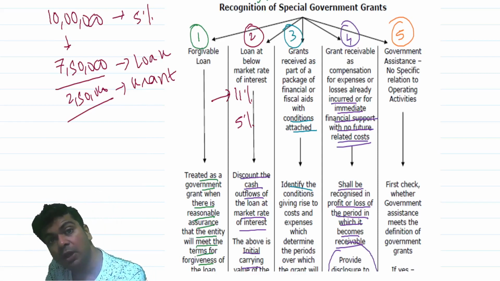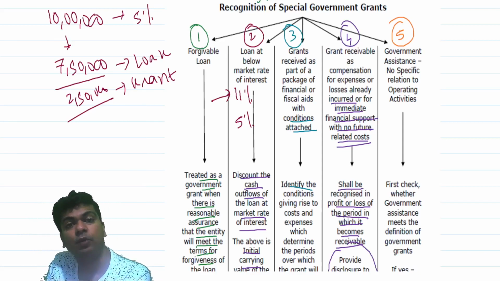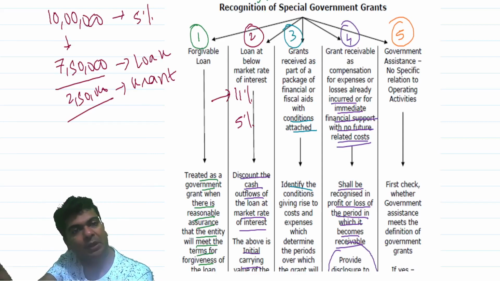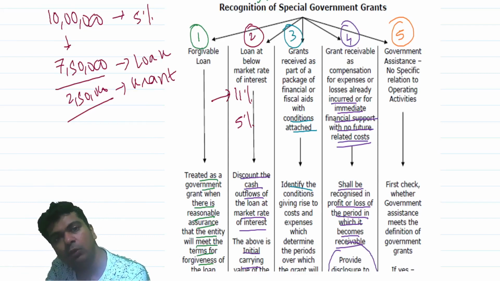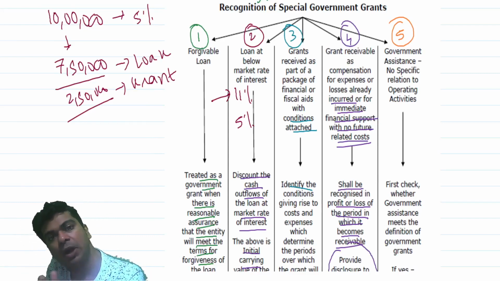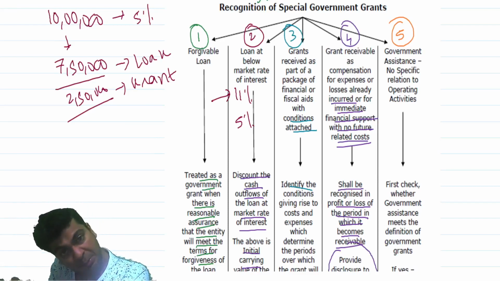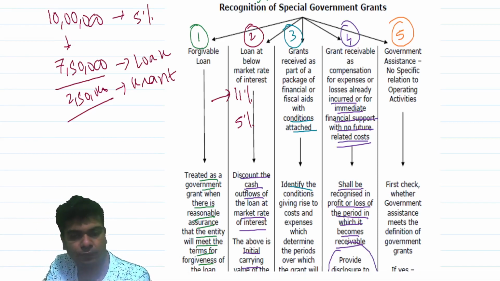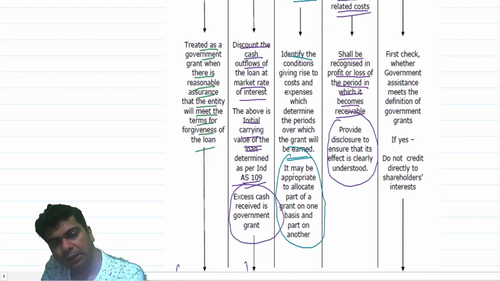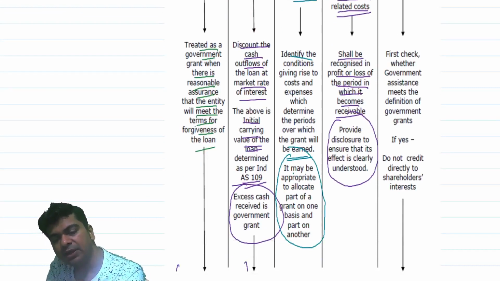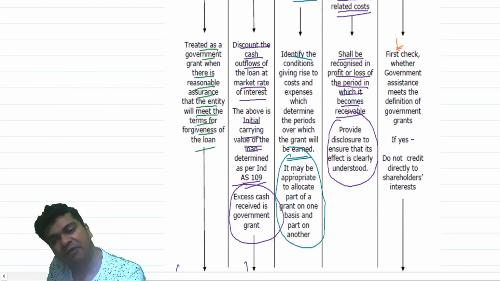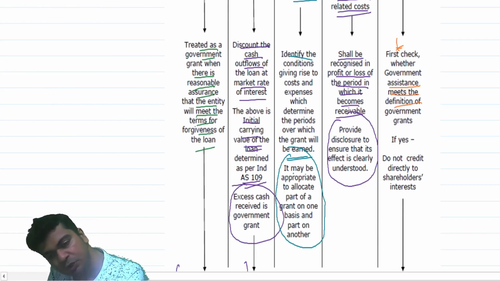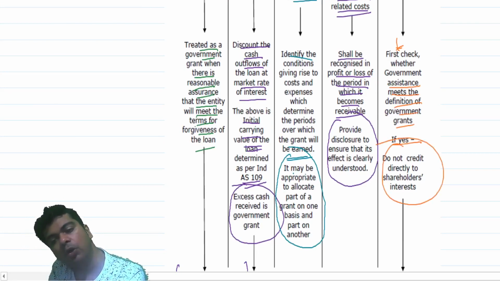These kinds of government grants should not be recognized in equity. You may transfer it to capital reserve or you may transfer it to general reserve. No, you cannot do so. It has to ultimately go to the P&L only. But first you will have to check whether the definition of government grant is getting fulfilled or not. That is what they are saying over here, that first check whether the government assistance meets the definition of government grant. If yes, do not credit directly to shareholders' interest.